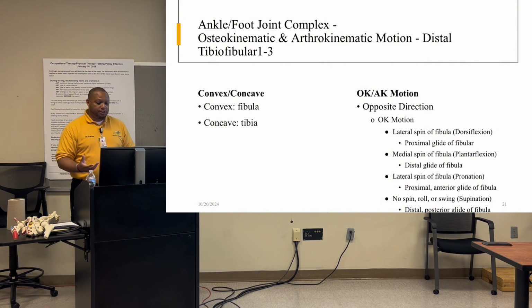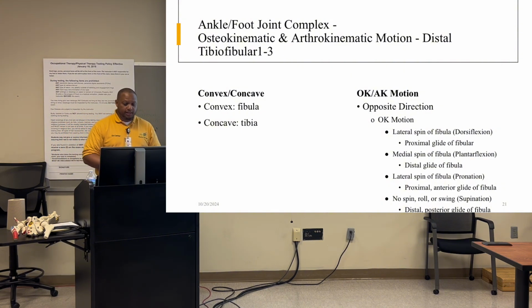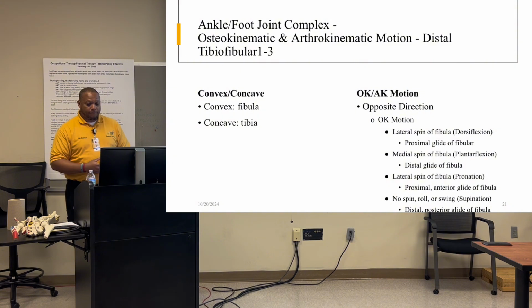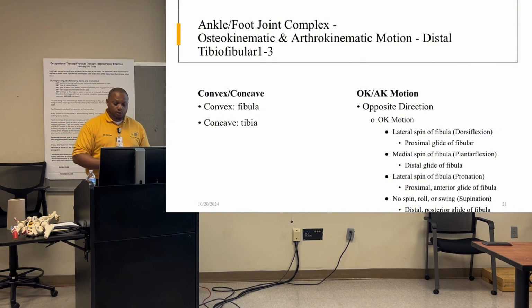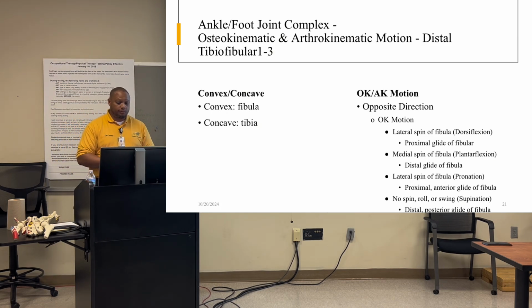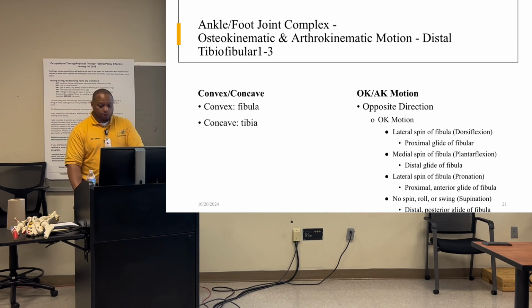And with pronation, there's what they call a lateral spin of the fibula, where there's a proximal and anterior glide of the fibula. So we have a superior anterior glide of the fibula, whereas with supination, there's deemed no spin, roll, or swing to occur, but however, they're saying that there's a posterior glide of the fibula, inferior and posterior glide of the fibula with supination. So supination would be the opposite of pronation.